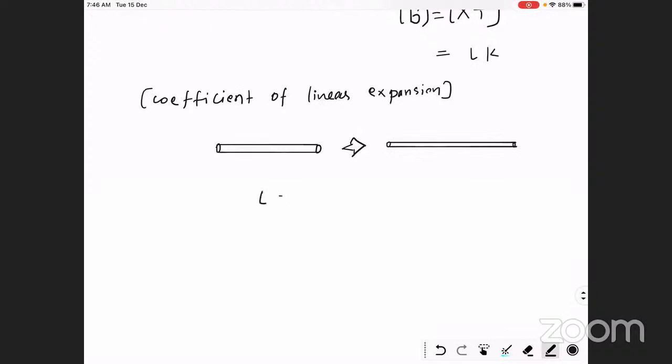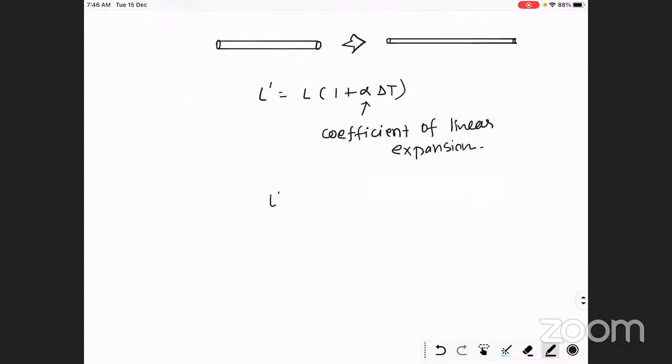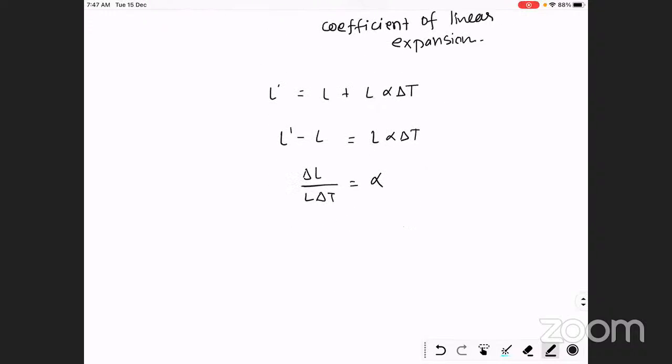So we can give new length is equal to old length into 1 plus alpha delta T, where alpha is the coefficient of linear expansion. So multiply L into the bracket, transfer this L to the other side, L dash minus L is equal to L alpha delta T. So delta L divided by L delta T is equal to alpha. Could you understand that?